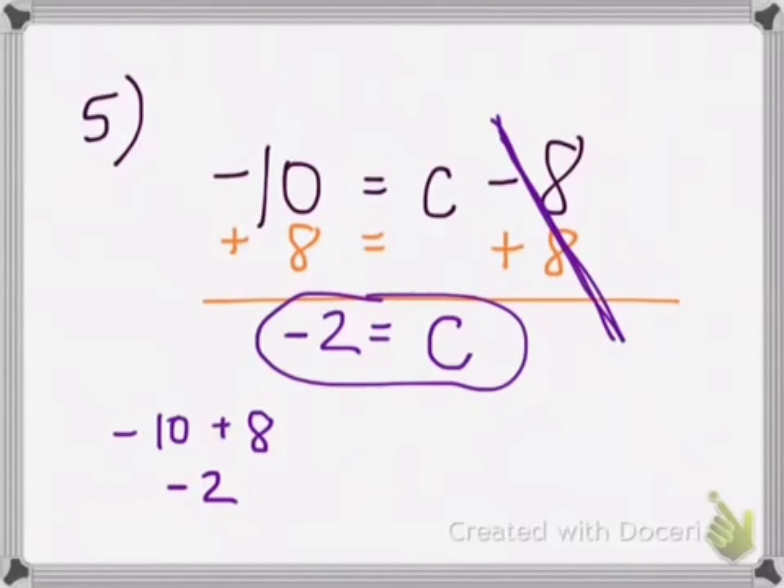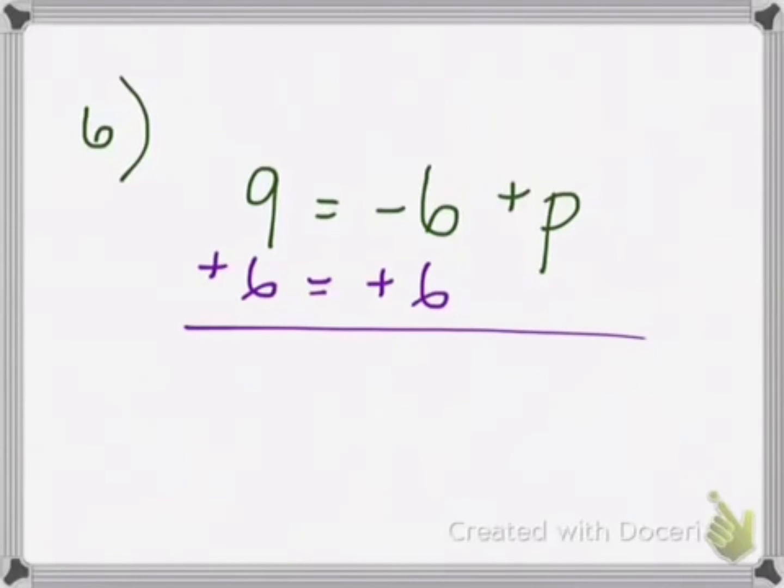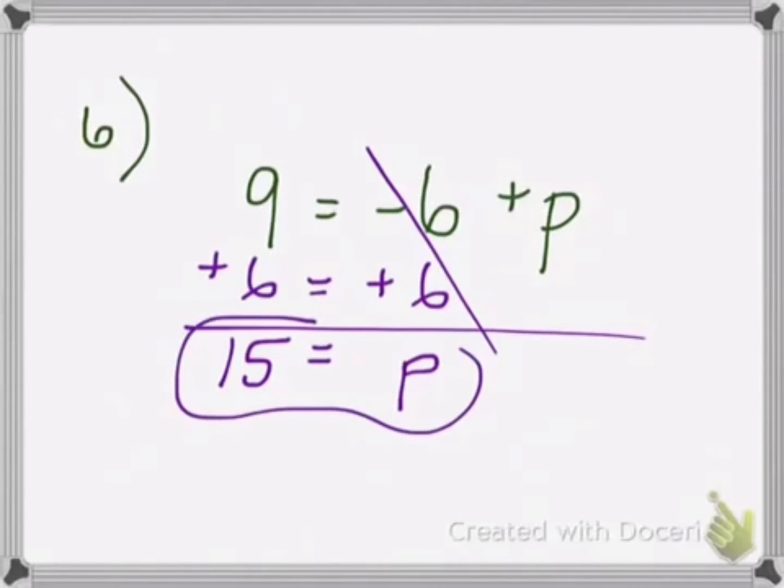And then let's look at our last example, 9 equals -6 plus p. Again, this one's kind of different because the constant is in front of the variable, so just look at the sign of the constant. So the opposite of -6 or subtracting 6, I know is adding 6, so I'll add 6 to both sides. On my right side, this canceled out, and I'm left with p. Bring down my equal sign. I know 9 plus 6 is 15. So 15 equals p.